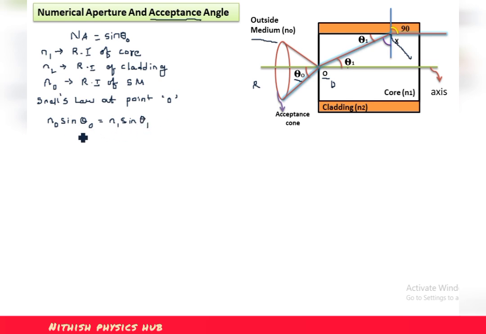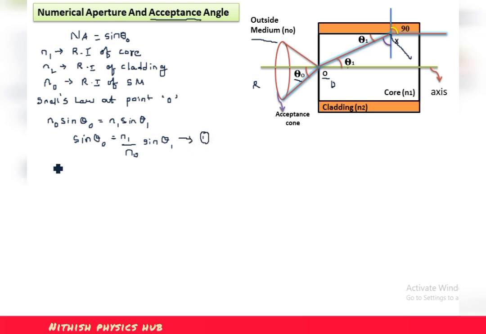So if I take this equation in the form of sine theta naught, it is equal to n1 divided by n0 into sine theta 1. Let me take it as equation number 1.